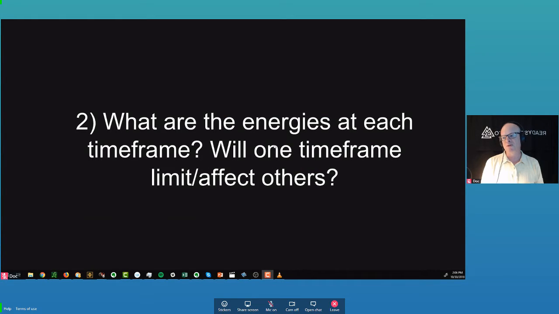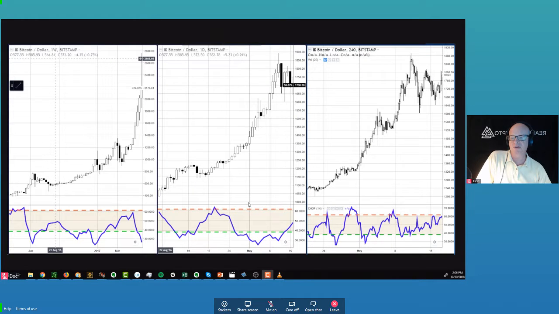Here's step number 2. What are the energies at each time frame? So again, we're going to do this from a top-down perspective. Start with a top-down, move down, move down. Will one time frame limit or affect the others? This is where we start to get into what's happening here. If I look at the energy on the weekly chart, I can see that this is exhausted. So we have a big old exhaustion.